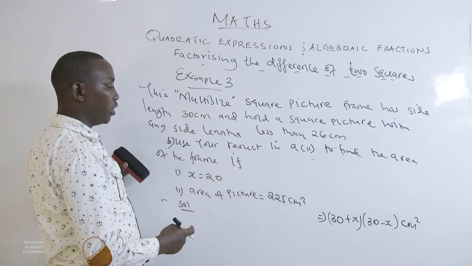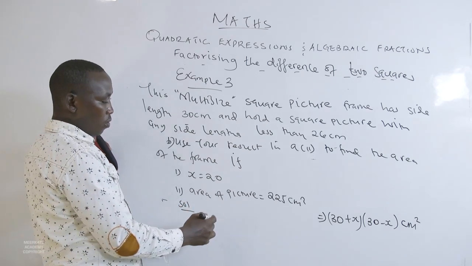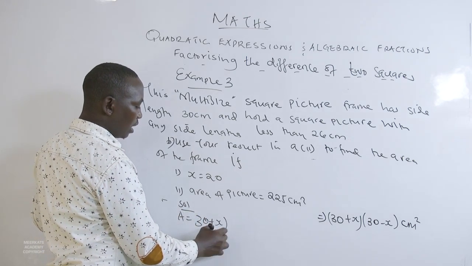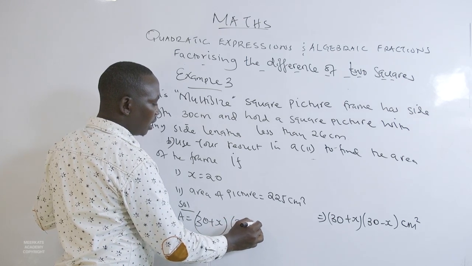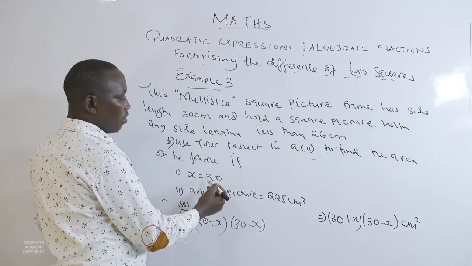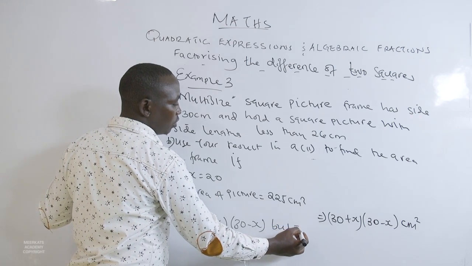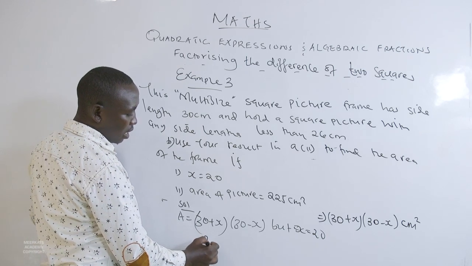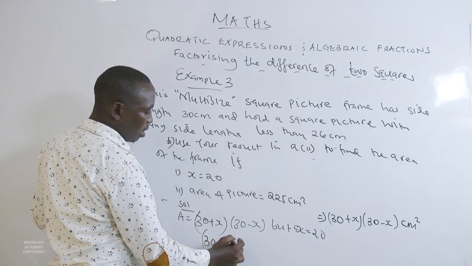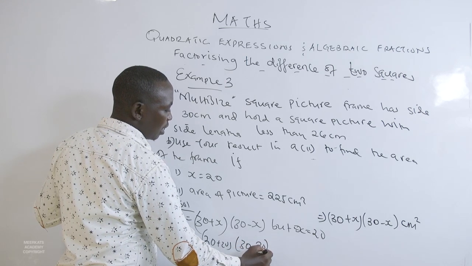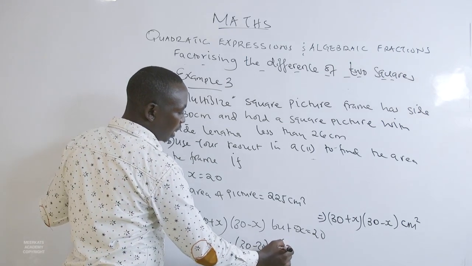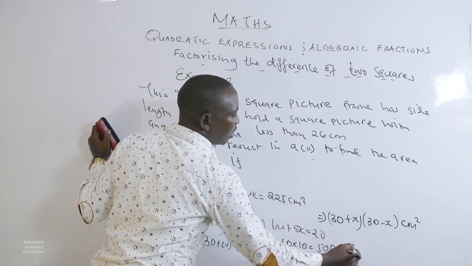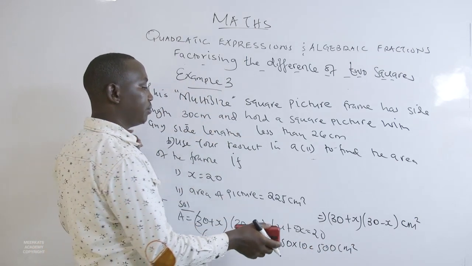So the solution to this question is much easier. We had said that the area of the frame is equal to 30 plus x, 30 subtract x. But now our x is 20, so we substitute x is equal to 20 in the simplified expression. This will be 30 plus 20 multiplied by 30 minus 20. And this will give us 50 multiplied by 10, which will be equal to 500 square centimeters.